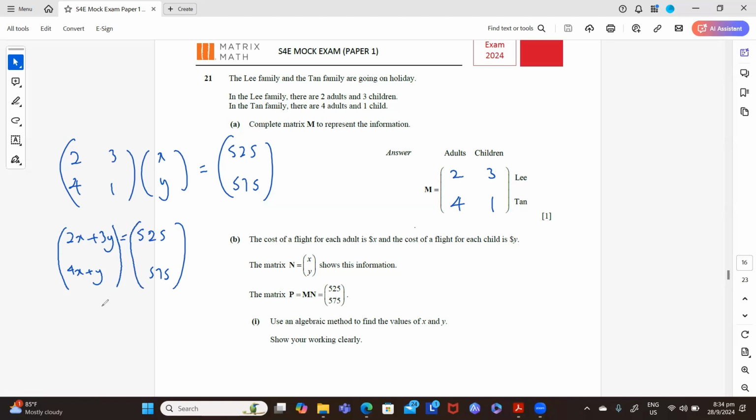Okay, so from here, right, we can now do the simultaneous equation. So before that, write down your equation. Okay, so write it down on this side. 2x plus 3y equals 525. That's equation 1. 4x plus y equals 575. That's equation 2. So from equation 1, just take 1 times 2. You'll get 4x plus 6y equals 1050. That's equation 3. So take equation 3 and subtract it with equation 2.